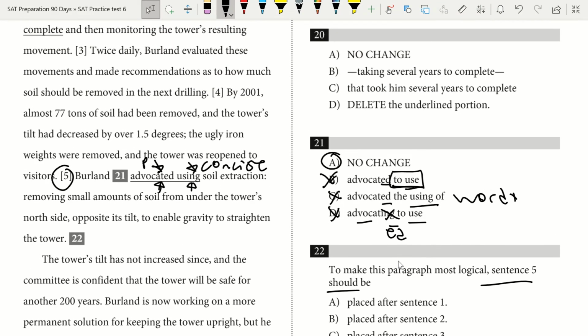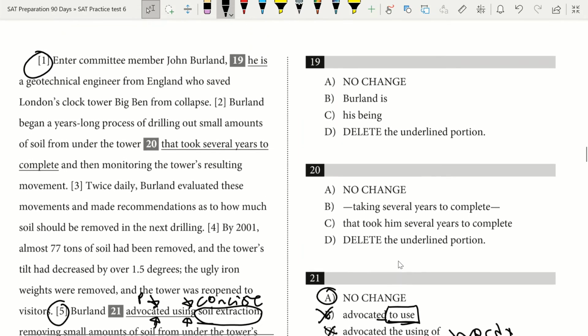Okay, so now we've read that sentence, right? We know what should come before it is a discussion of Berland wanting to use that soil extraction. What should come after it is more of a discussion about how that soil extraction takes place. So let's go ahead and read, and we'll find where to place it as we read.